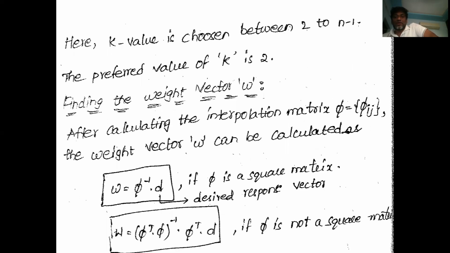Okay. And finally, we saw how to calculate the weight vector W with the help of two formulas. When the interpolation matrix is a square matrix, we have one formula. And if the interpolation matrix is not a square matrix, then we saw another formula that involves the inverse interpolation. Okay, so that's all for today.